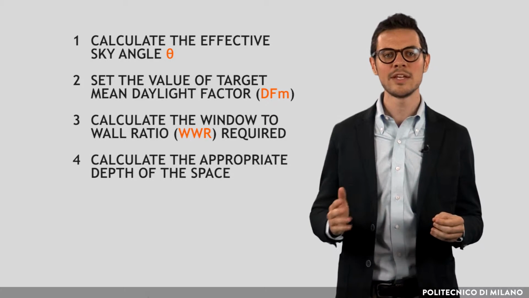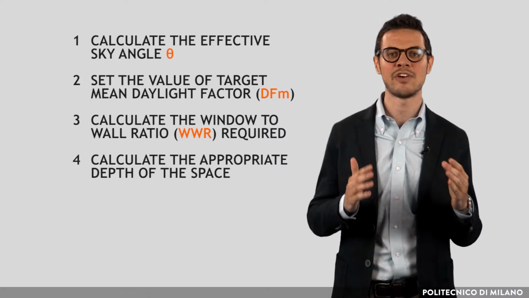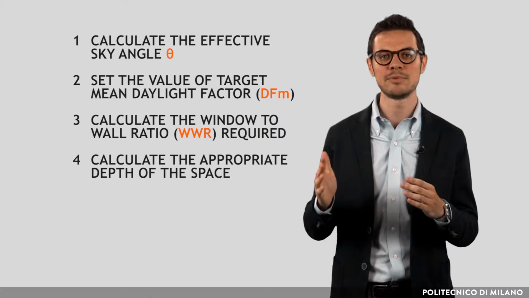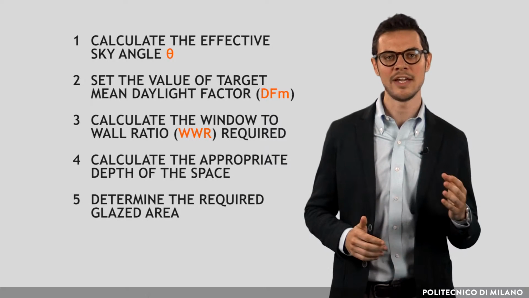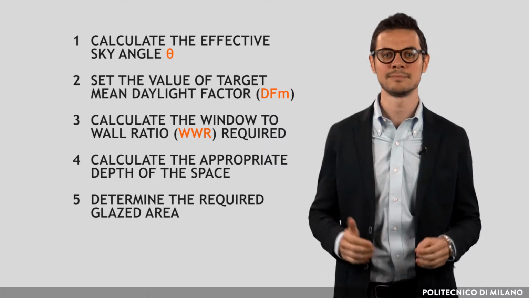Fourth, evaluate the dimensional constraints imposed by the target daylight factor chosen in step 2, by calculating the appropriate depth of the space. And finally, fifth, determine the required glass area.